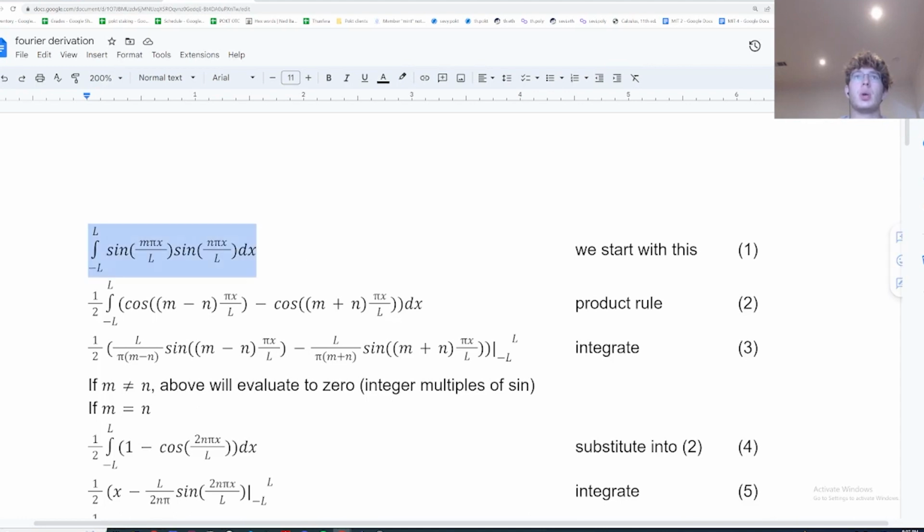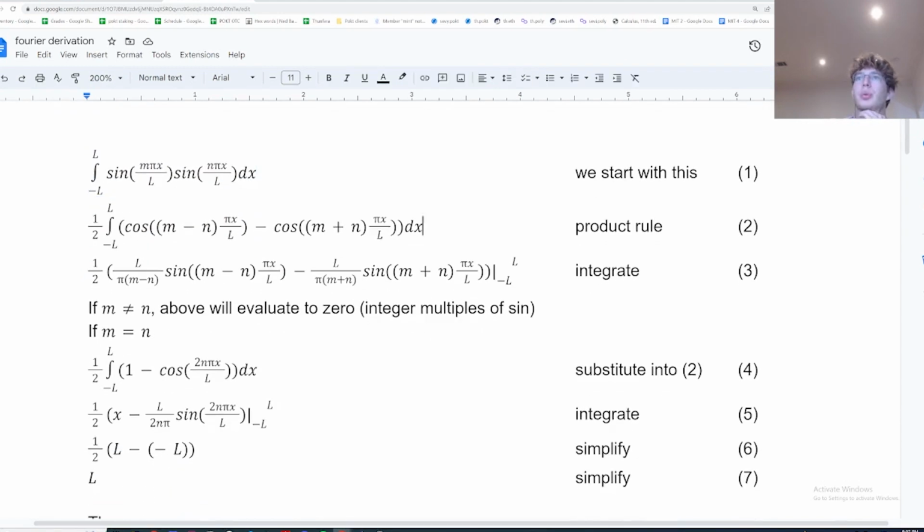You can see here we have two sinusoidal waves of differing frequencies, and then we're taking the inner product of those two waves. First we're just going to do a product rule trig substitution, then we're going to integrate. Then you can see there's two possible states, one of which you have m is not equal to n, the other you have m equals n. If m is not equal to n, the above is just going to evaluate to 0 because you have integer multiples of sine pi, which just equals 0. And so this will obviously just be 0.